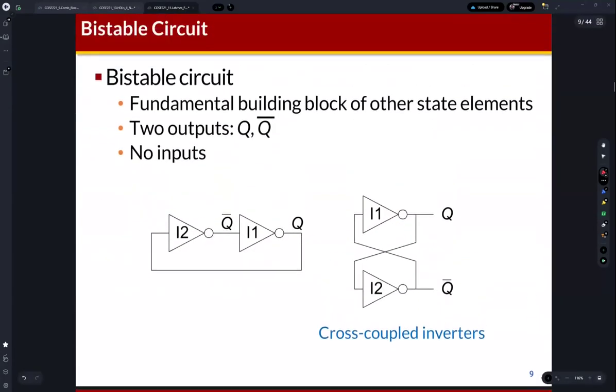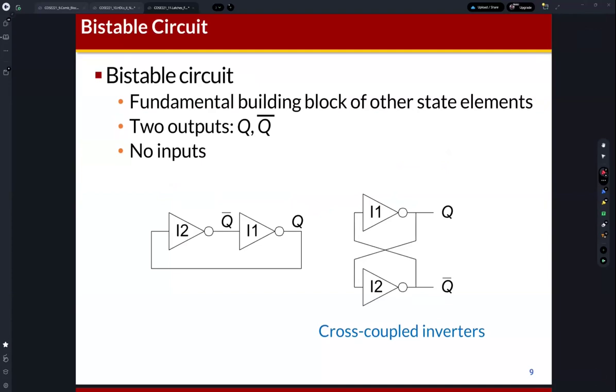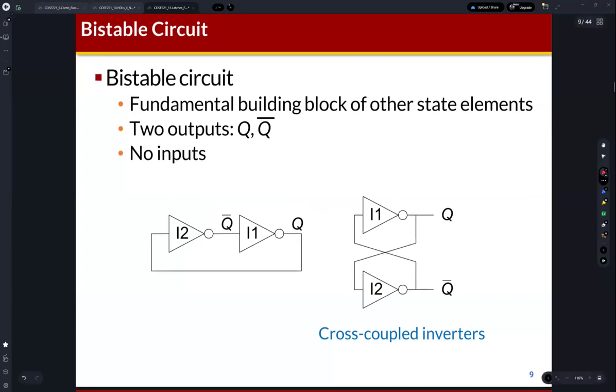So we can store certain digital signals using serially connected inverters. If you see this circuit, you can find that there are two inverters serially connected, but the output of this inverter is also connected to the input of another inverter, right? This inverter has the feedback loop, from the output of I1 to the input of I2.